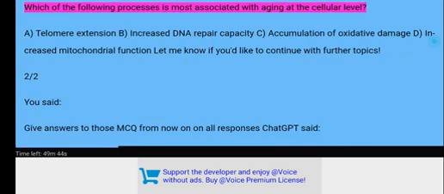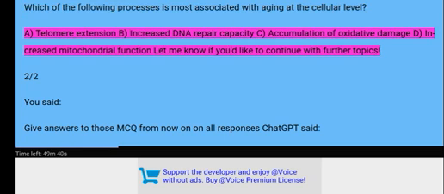Which of the following processes is most associated with aging at the cellular level? A. Telomere extension. B. Increased DNA repair capacity. C. Accumulation of oxidative damage. D. Increased mitochondrial function.